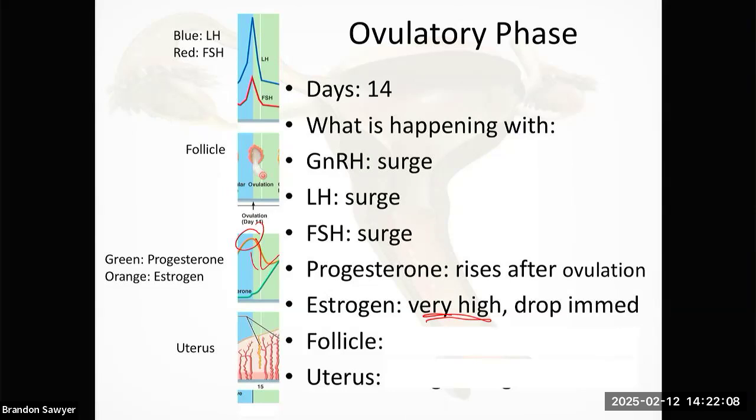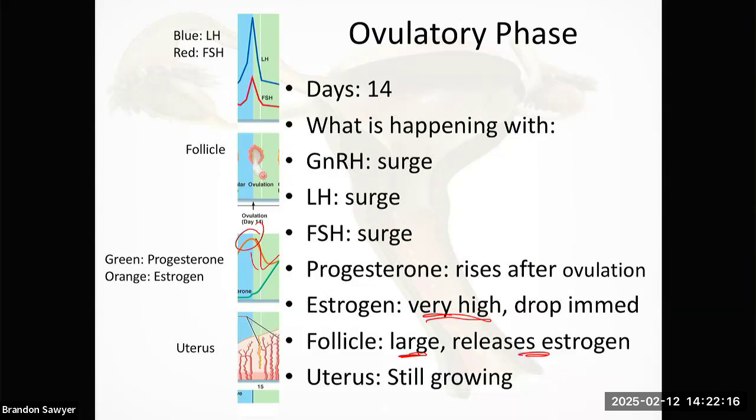Because the follicle is so big and that's the source of estrogen. The follicle is as big as it's going to be. It's releasing lots of estrogen. Then it obviously releases the egg. The uterus is still growing, still thickening, still preparing for possible implantation to happen.